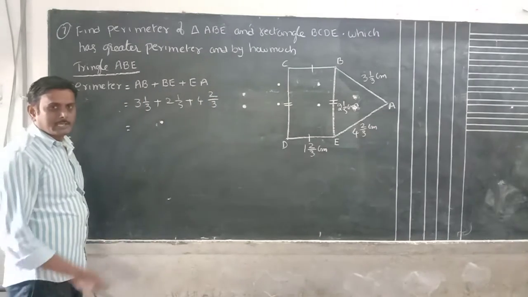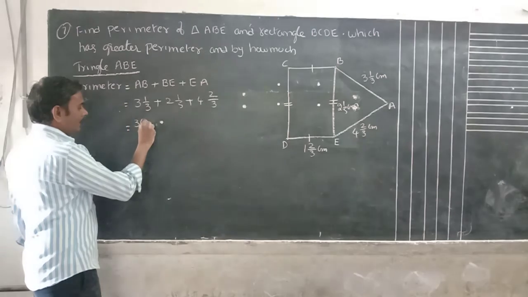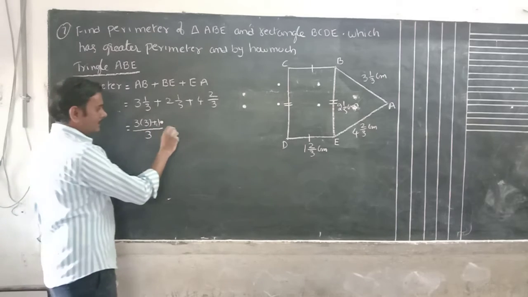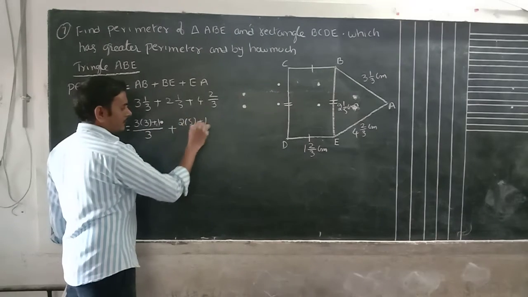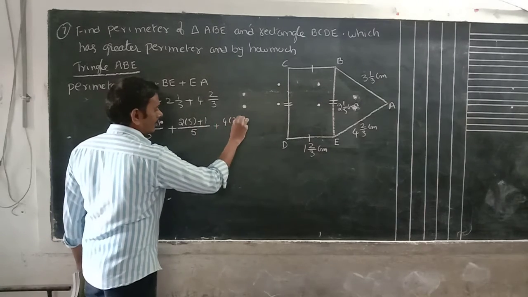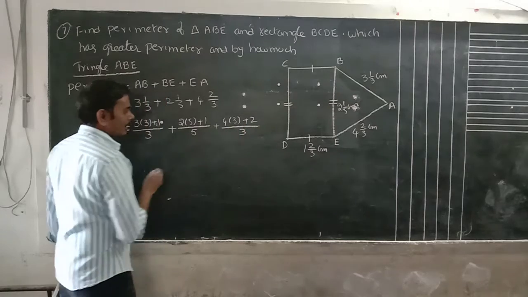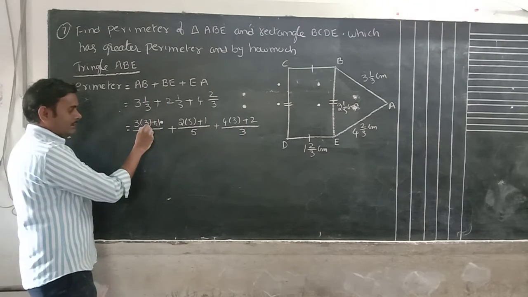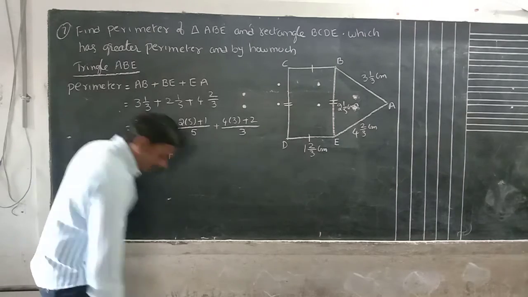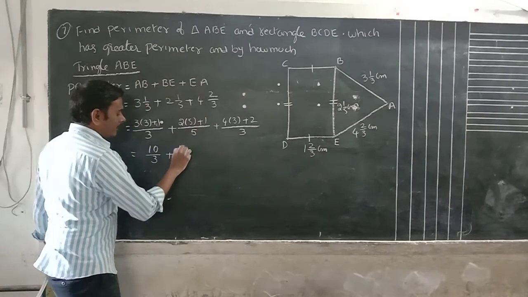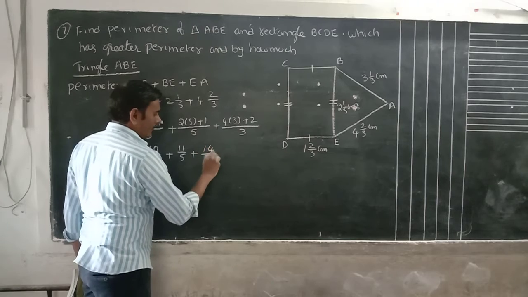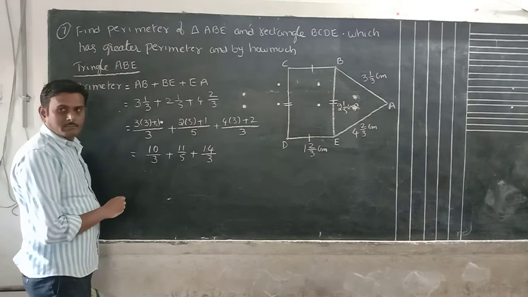Now I will write a diagonal. Okay, 3 into 3 plus 1 by 3, plus 5 into 2 plus 1 by 5, 4 into 3 plus 2 by 3. Convert into the improper. 3 threes are 9. 9 plus 1, 10. 10 by 3. 2 fives are 10. 10 plus 1, 11. 11 by 5. 4 threes are 12. 12 plus 2, 14. 14 by 3.